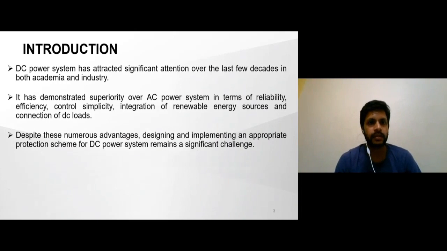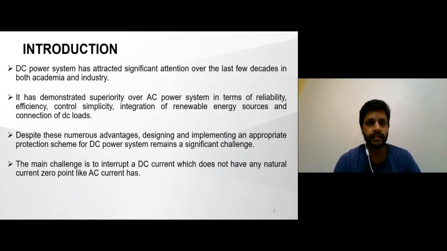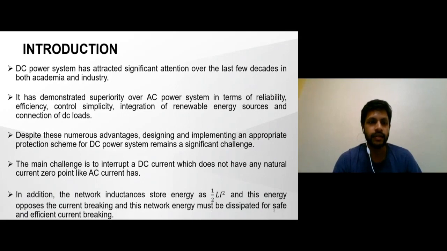But despite these numerous advantages, designing and implementing an appropriate protection system for DC power systems remains a significant challenge, and the main challenge is to interrupt DC current, which does not have any natural zero crossing point like AC current has. In addition, DC networks have a considerable amount of inductance, and under normal operating conditions, these inductances store energy as half L I squared, and this energy always opposes instantaneous current breaking. So this energy needs to be dissipated during the current breaking process.